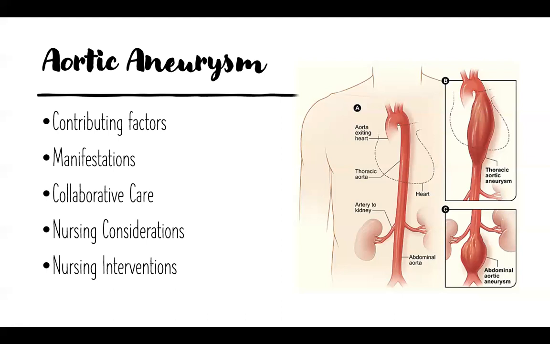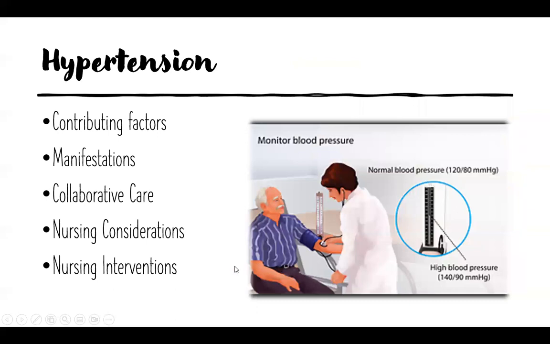Post-operative complications to look out for. This is also another great test question kind of thing. We have to look out for arterial occlusion, hemorrhage, infection, and renal failure, okay? So aortic aneurysm, another great one to know.